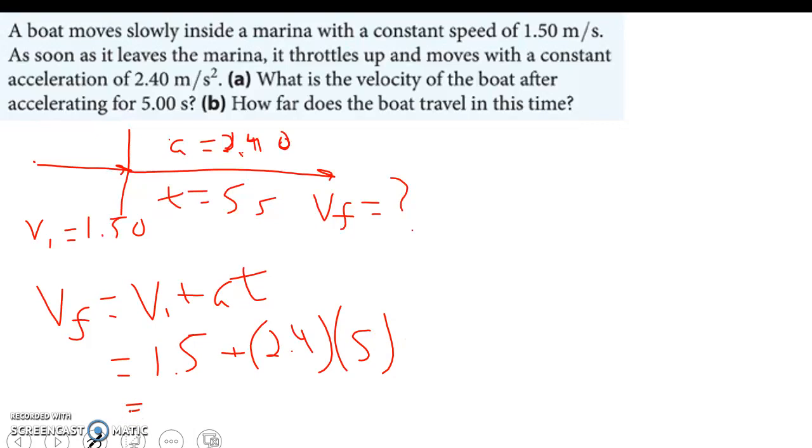Our final velocity, and again, I'm not going to do all the math for you, but our final velocity will be 13.5 meters per second. So our boat will be going 13.5 meters per second at this point after it leaves the marina. So the question is, how far does the boat travel during this time?